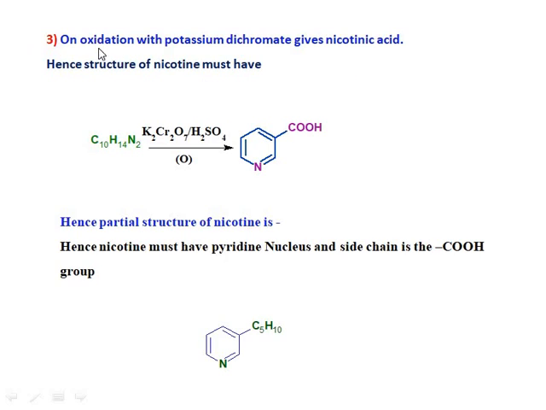Third reaction: nicotine on oxidation with potassium dichromate gives nicotinic acid, right? What is the role of potassium dichromate? Potassium dichromate is used for oxidation reactions, and therefore nicotine treated with such reagents undergoes oxidation to form nicotinic acid. Hence, the partial structure of nicotine is like this: the pyridine ring and a C5H10N side chain. Therefore, the pyridine nucleus and the side chain contain the N group.